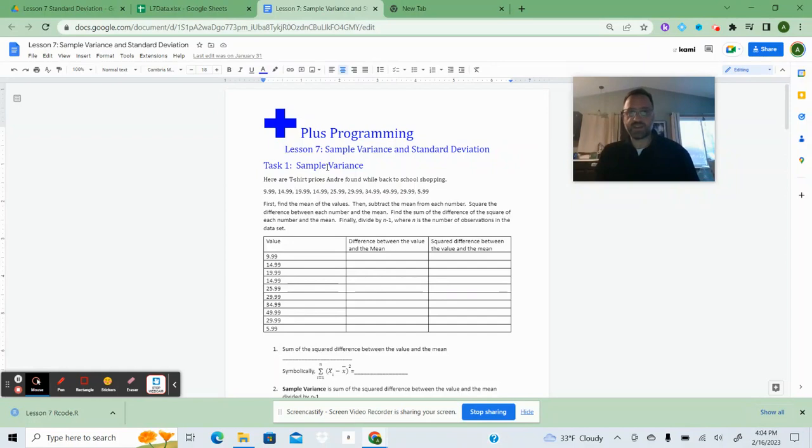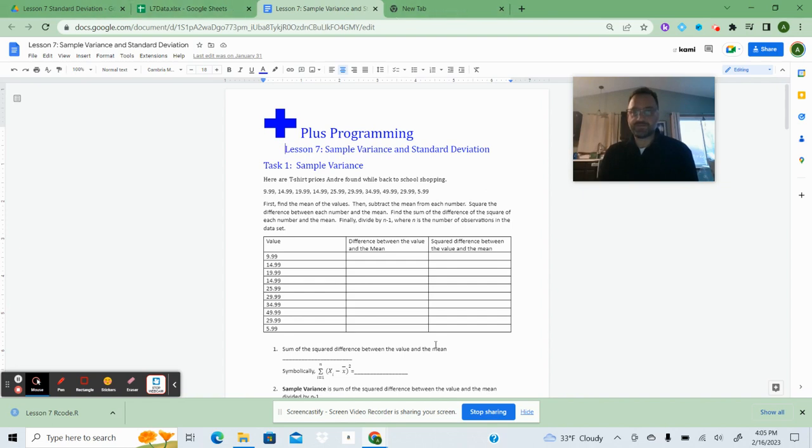We're going to look at lesson 7, sample variance and sample standard deviation. So we looked at measures of spread, and we looked at the range and interquartile range, but variance and standard deviation are a more standardized way to look at how spread out the data is. So the first thing that you do, we're going to find the standard deviation of some t-shirt prices. First thing that you do is find the mean.